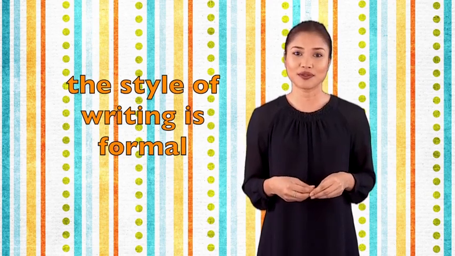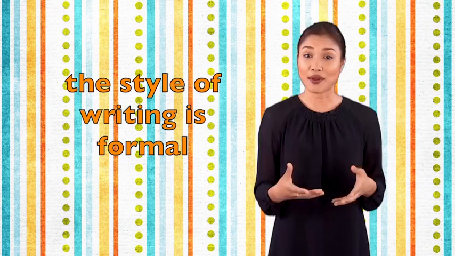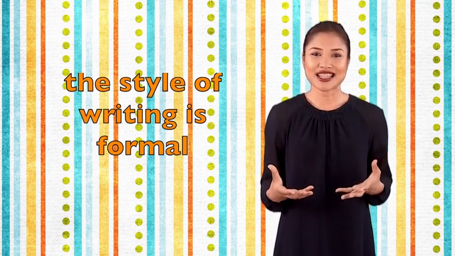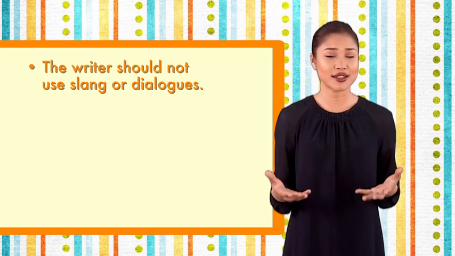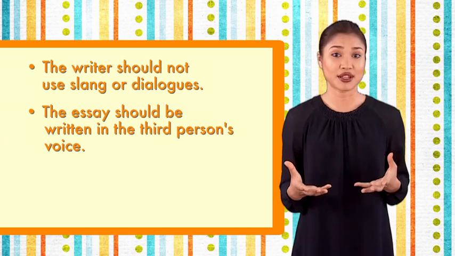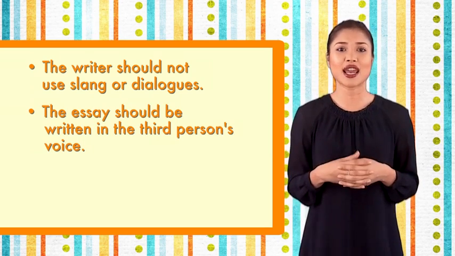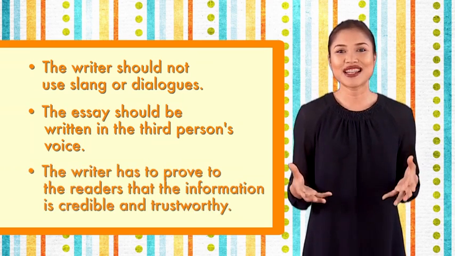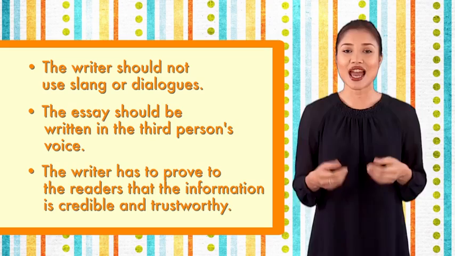Number 2. Style of writing is formal. As factual essays are all about informing the reader about the topic, the style of writing has to be formal. The writer should not use slang or dialogues in the essay. The essay should also be written in the third person's voice. Writing in the first person would render the essay informal. The writer has to prove to the readers that the information is credible and trustworthy.